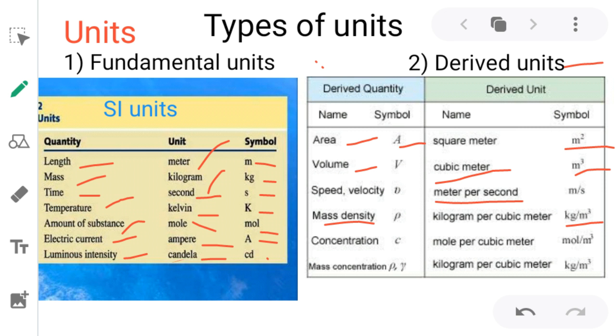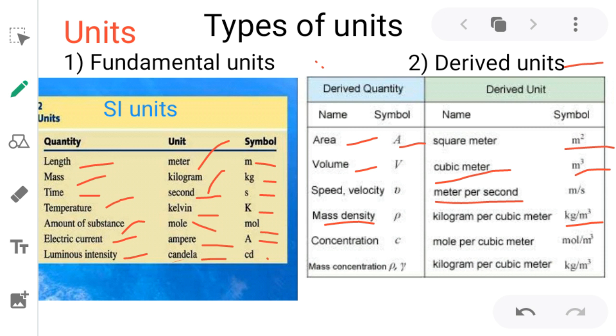Similarly, coming to concentration, that is mole per cubic meter. Here also there are four fundamental quantities: one is mole, and meter is used 3 times. So mole per meter cube is the unit of concentration. It is also a derived quantity because it has four fundamental units.